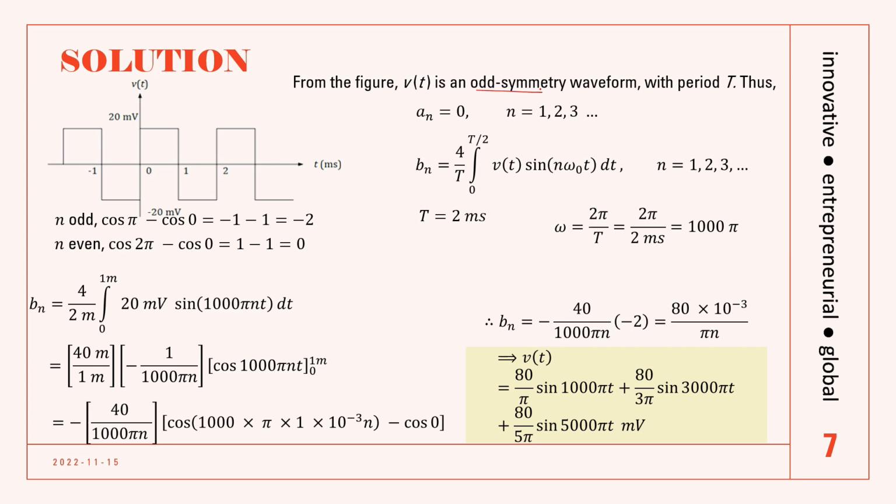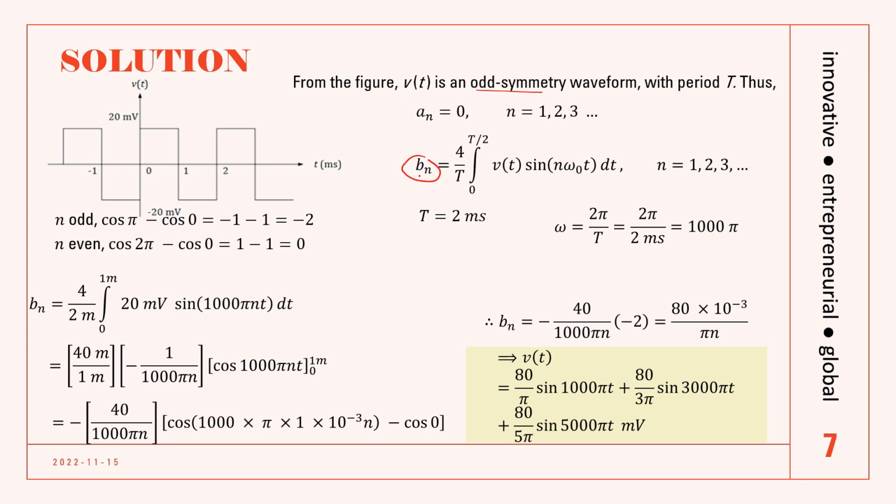Okay, it is an odd symmetry waveform. Therefore, your An is equal to 0, and for your Pn you're going to have a value based on these integrations here. So from here, you don't have to determine the An anymore because An is equal to 0. What's left is that you need to determine your Bn.